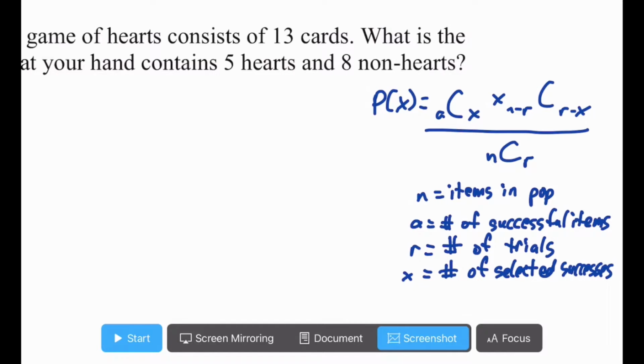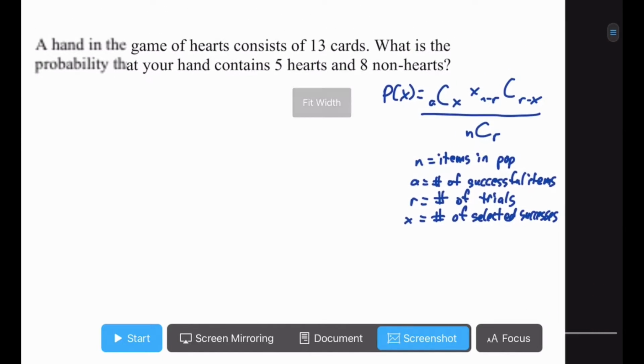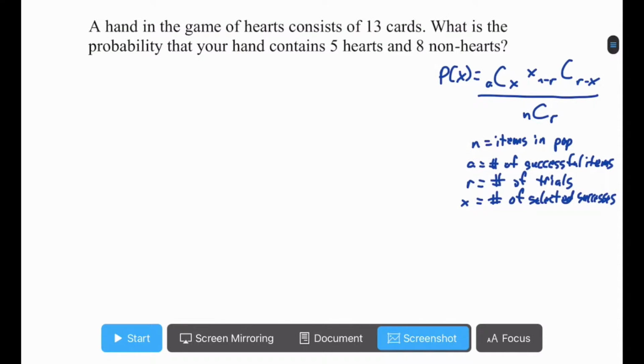So let's take a look at our question. Let's define our variables. So first of all, a hand in the game of hearts consists of 13 cards. So how many cards are we going to be choosing? How many trials are we going to be performing? That's 13. So let's write down R equals 13. Let's find our value A. What is our number of successful items? Well, we are drawing out of a standard deck of cards. There are 13 hearts in a deck, so A equals 13.